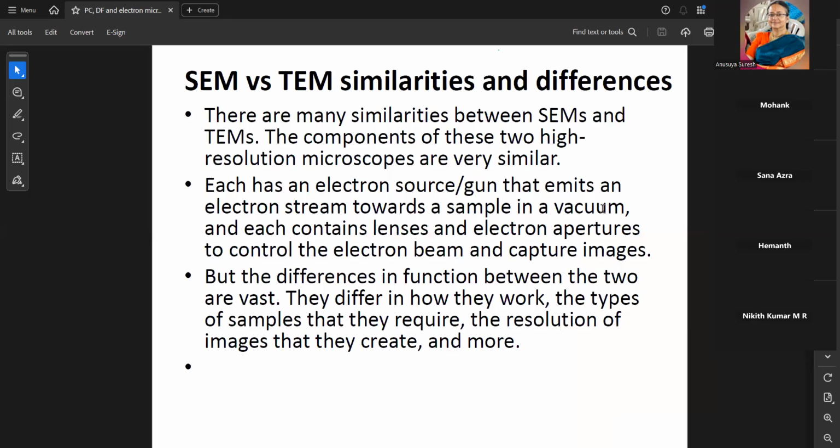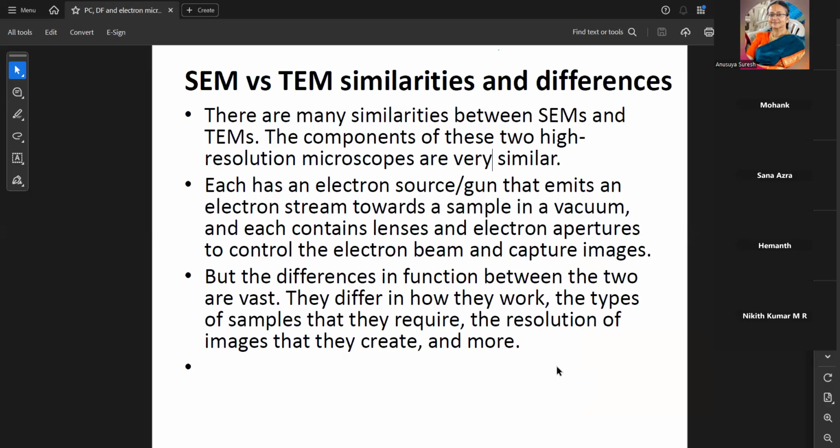There are some similarities and there are some differences. So what are the similarities? In both of them, we are using an electron gun to emit the electrons. Then we are using vacuum, so through the vacuum the electrons will flow. Then there are lenses and there are electron apertures so that you can control the flow of the electron beam and so that you can capture the images. So these are the similarities.